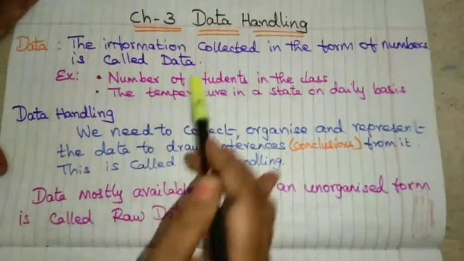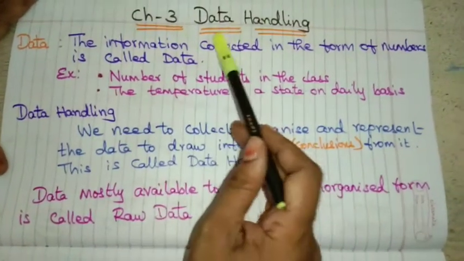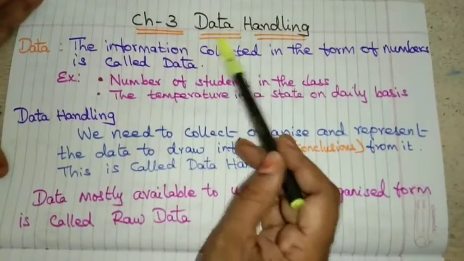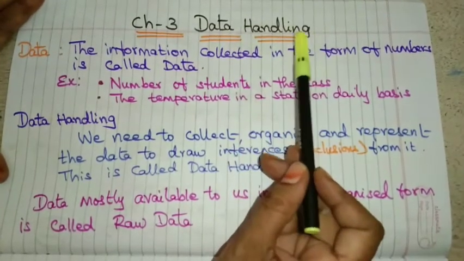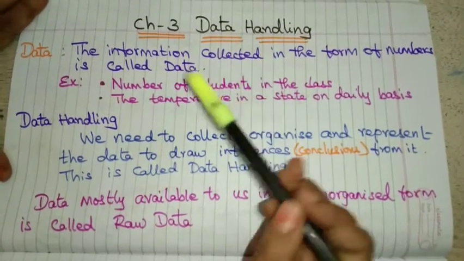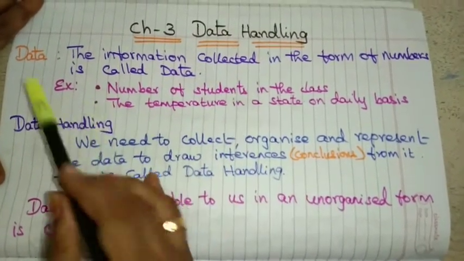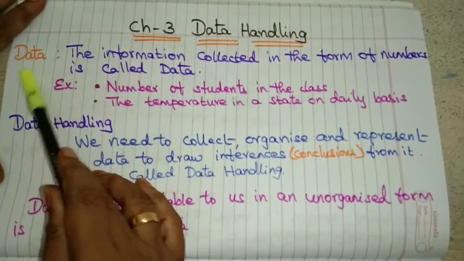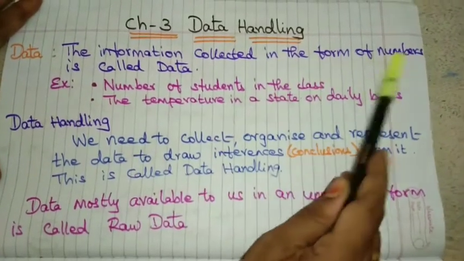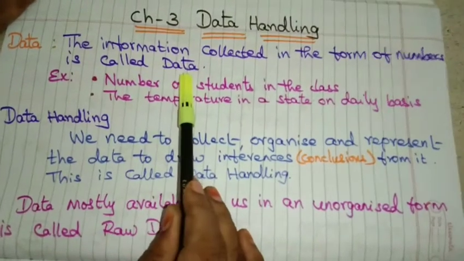Hey children, today you are going to see about chapter 3, data handling. You must have studied data handling in your 6th standard, and so you should be knowing what is data. Data is just a piece of information. The definition of data: the information collected in the form of numbers is called data.